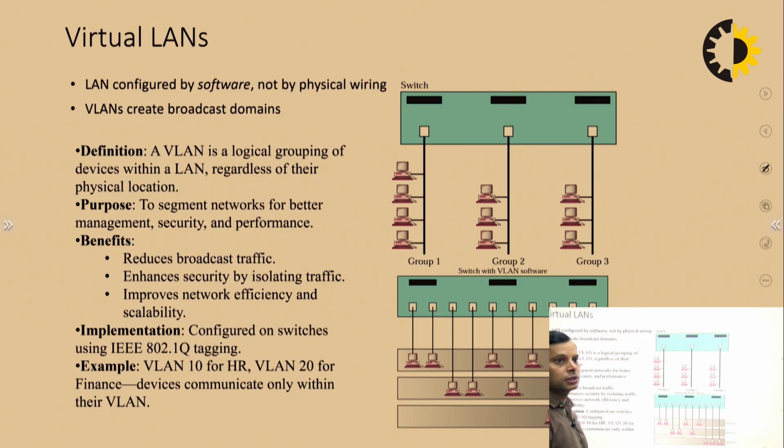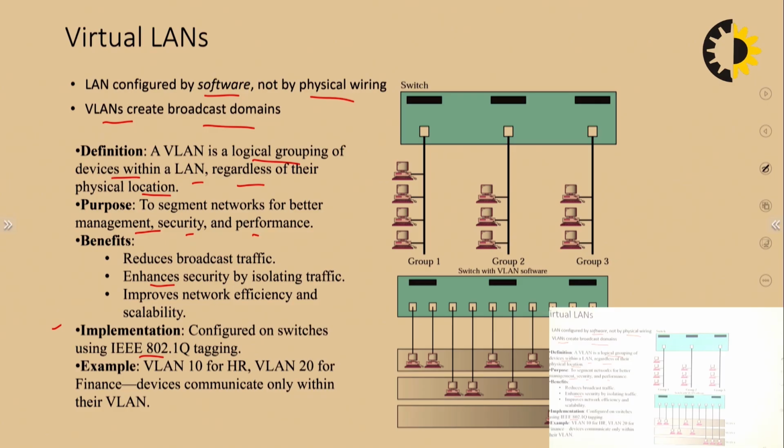So virtual LANs. A LAN configuration by software, not by physically wiring. So VLANs create broadcast domains. A VLAN is a logical grouping of devices within a LAN regardless of their physical location. So the purpose is to segment a network for better management, security and performance, reduce broadcast traffic, enhance security. These are its benefits.